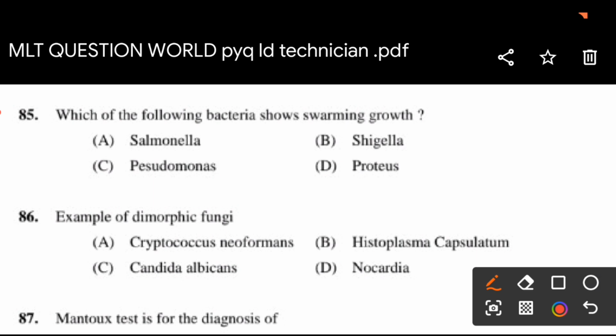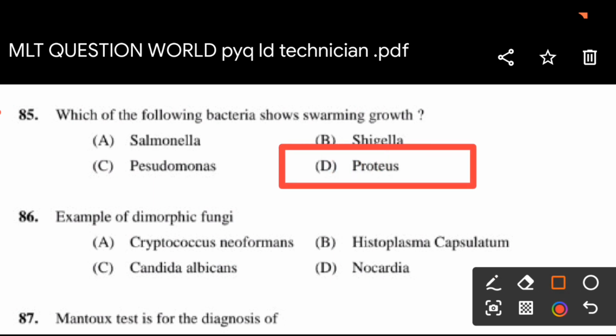Next one, question number 85. Which of the following bacteria shows swarming growth? Salmonella, Shigella, Pseudomonas, Proteus. Swarming growth is possessed by Proteus.